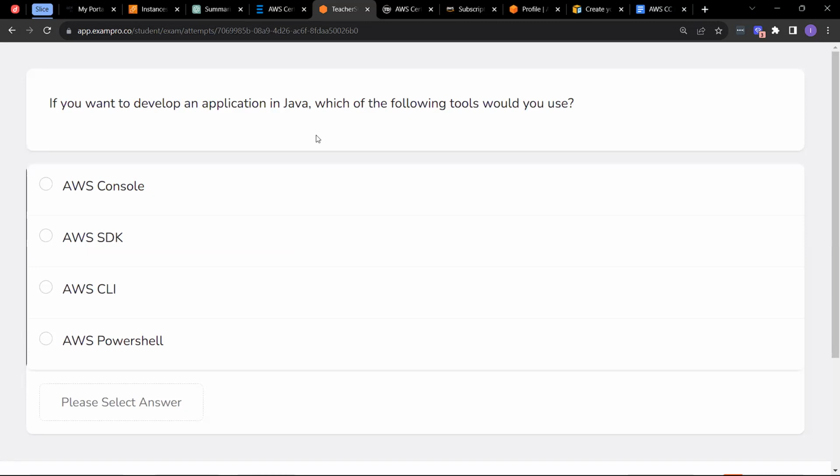Who said SDK? Yes, it's SDK. SDK gives you that programmatic access. So yes, you can use the SDK. The full meaning is software development kit.